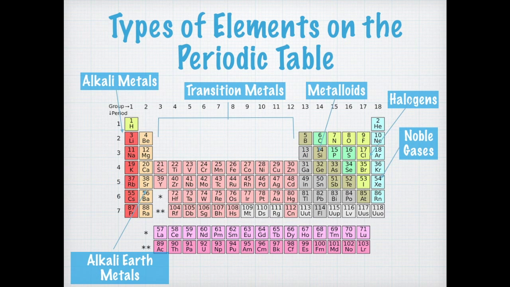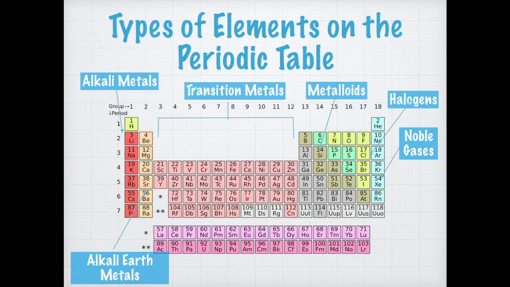So here is the actual periodic table. Let's label them. The first group is the alkali metals, as I have labeled in the diagram. The second group is of the alkali earth metals. It is highlighted in a peach color. The third to 12th groups are the transition metals, and they are highlighted in pink, as you can see.